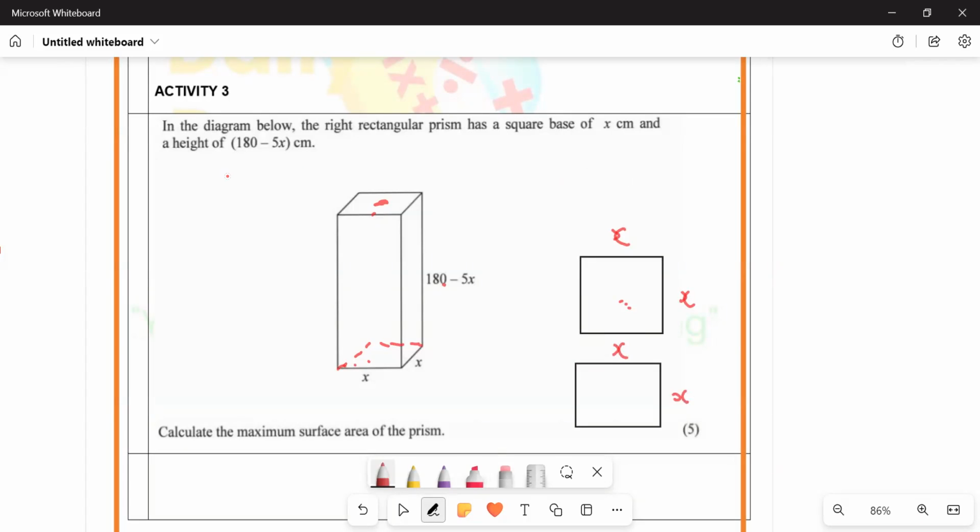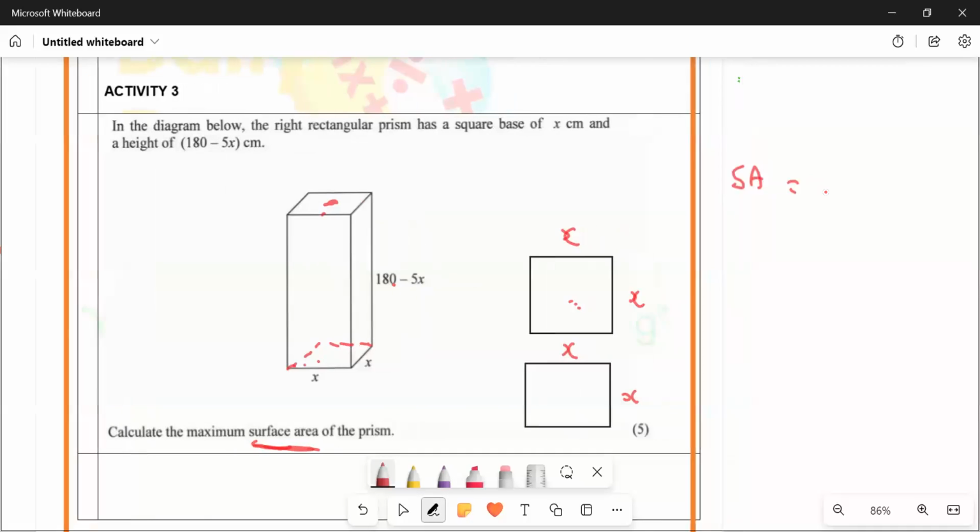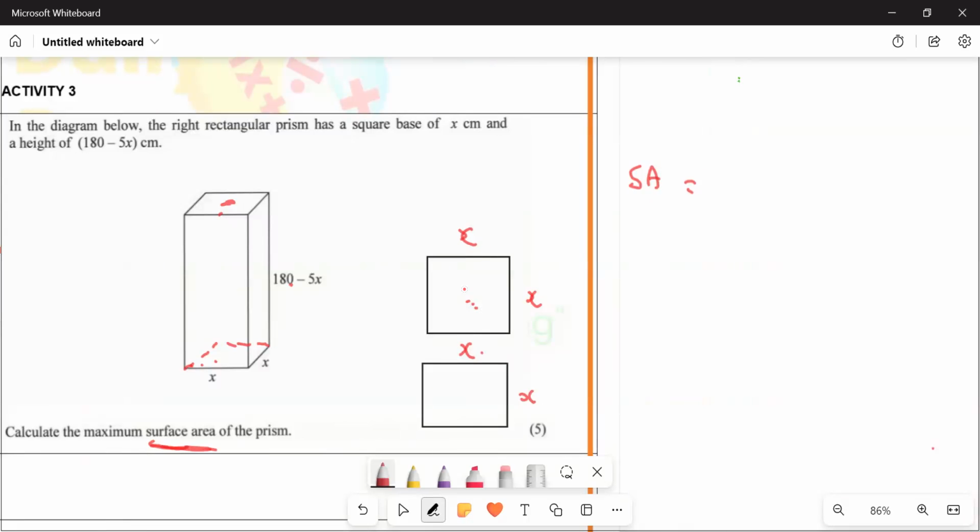x. So if they say, calculate the maximum surface area, the word surface area, for the fact that they are looking for an area, the surface area of this thing is going to be given by two of the areas of the square base. So this is going to be 2. How do you get an area of a square? It's length multiplied by breadth. Then we're going to have 2 multiplied by x multiplied by x. So this is the first one that we have.